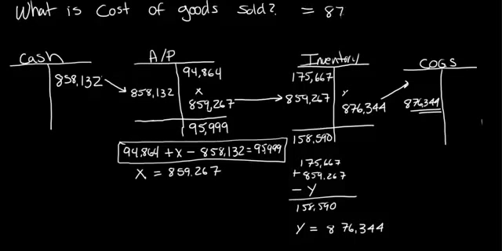So the answer to my question, what is cost of goods sold? Well, it equals $876,344. Okay, and we could walk through the journal entries. This would be a debit to accounts payable, a credit to cash, which means they paid off some of their accounts payable. This journal entry would be a debit to inventory and a credit to accounts payable, which implies that they purchased this amount of inventory from their vendors. And this 876 number, the debit to cost of goods sold and the credit to inventory, is how much they transferred out of inventory and actually used in production.